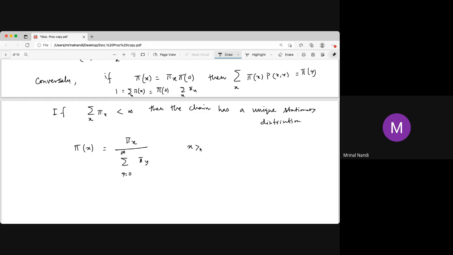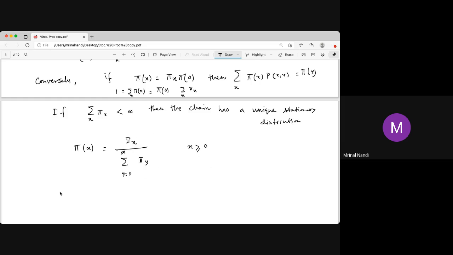Now we got this, what is pi 0? Pi x is just pi x divided by the sum of pi x. And what is pi x? Pi x is the product of p 0, p 1, up to p x minus 1, divided by q 1, q 2, up to q x.